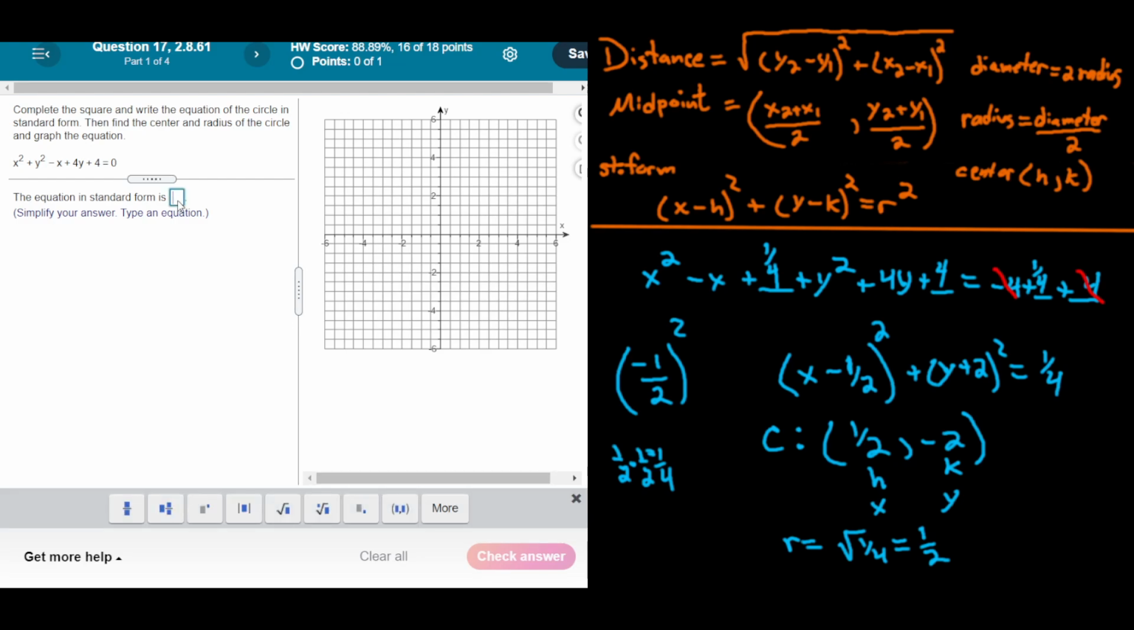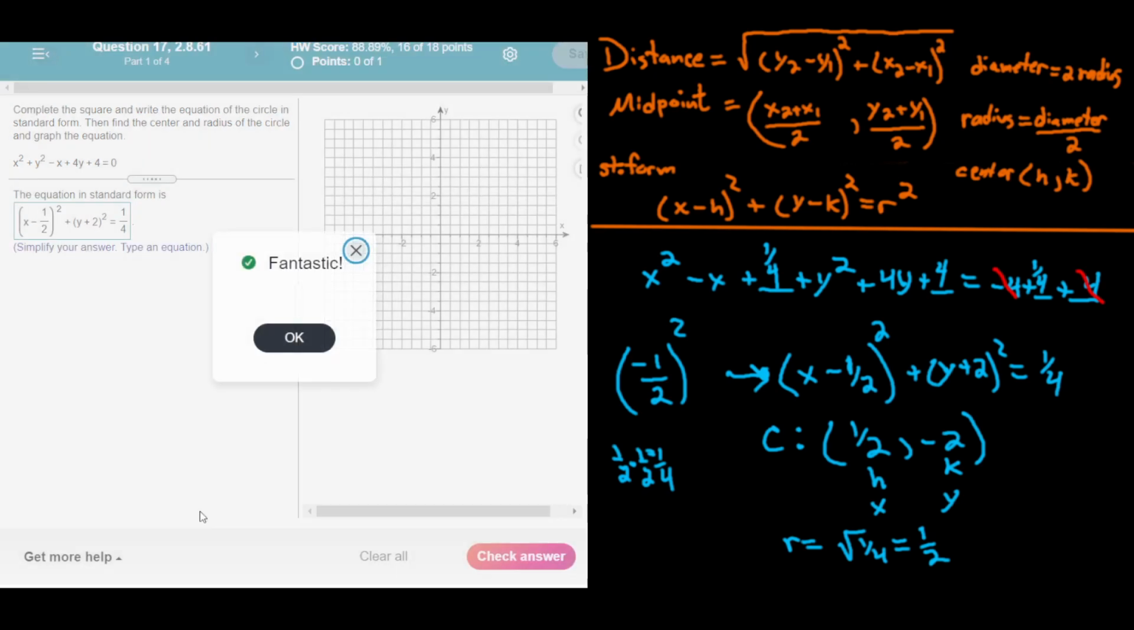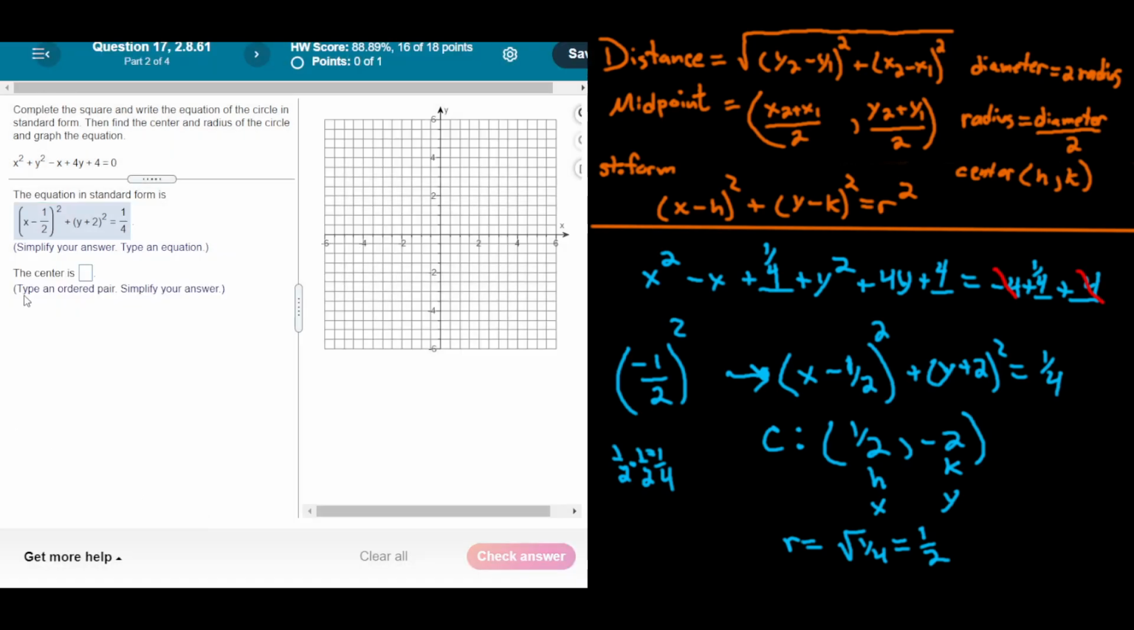All right, let's go ahead and put our brand new fancy function in. And remember, the center radius form was here. Okay. So let's see, we have x minus 1/2 plus we have y plus 2 and then this is equal to 1 over 4. Fantastic. It's always so good when we get them right.